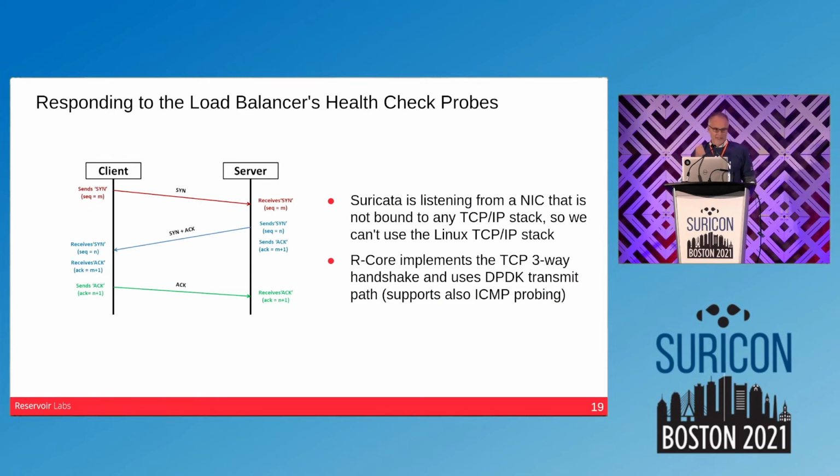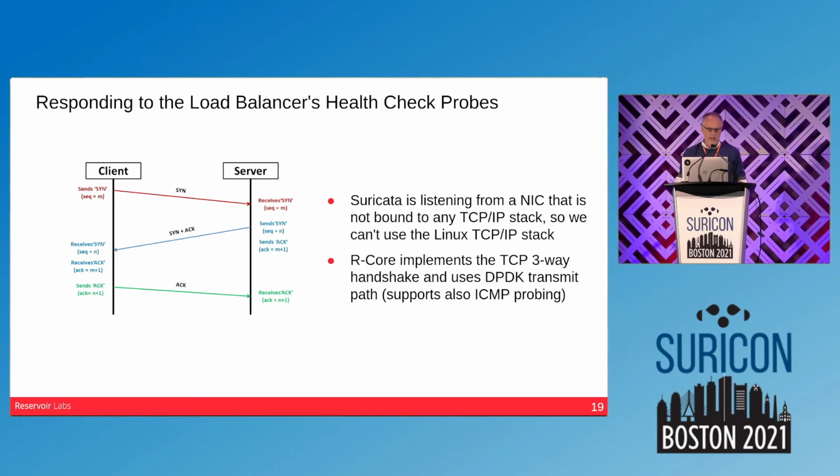So imagine this packet is actually coming into the NIC. This NIC goes through DPDK. It's bypassing the Linux kernel and going all the way to Suricata, right? So there is no TCP/IP stack. So who's going to respond to that three-way handshake? That capability is implemented as part of RCore. RCore implements a small mini TCP/IP state machine enough to allow for this handshake to succeed.